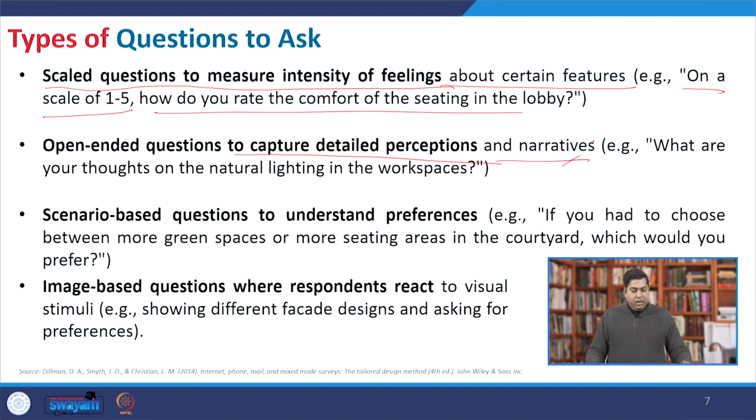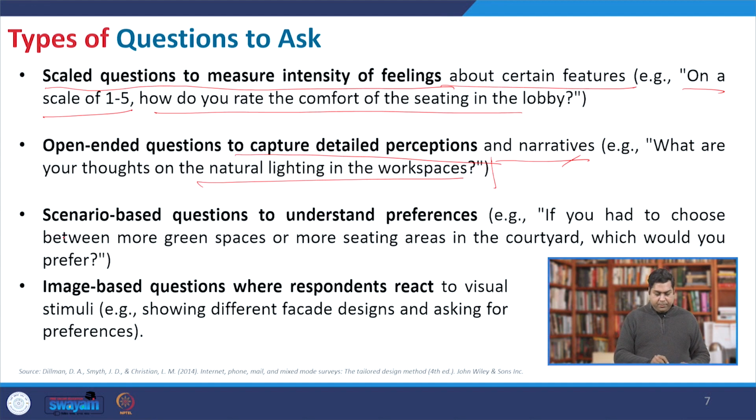Say, for example, what are your thoughts on the natural lighting in this workspace? You just ask the users about the natural lighting of this workspace. You are not giving any options. If you convert this to a close-ended question, you can say it's very effective, less effective, or something, you can give a scale, but here you are not giving any scale. So you just get certain text as an answer, and then from some text mining or qualitative analysis you can bring out useful information.